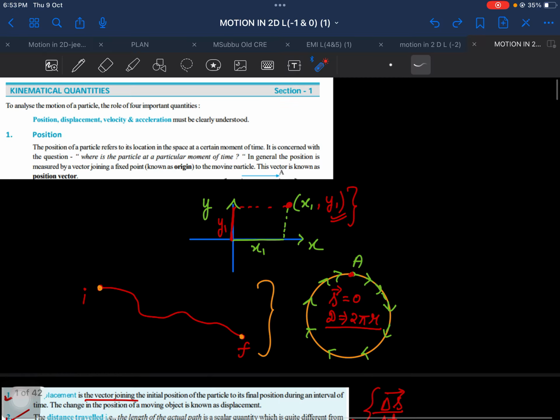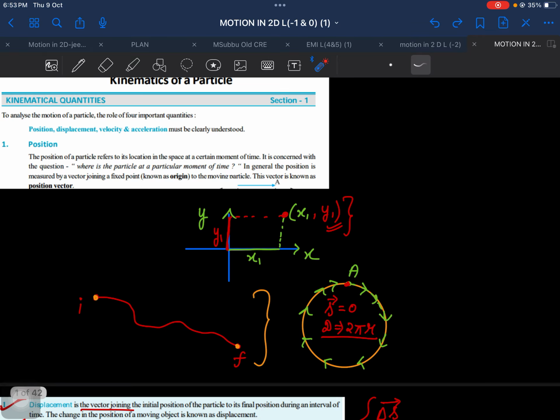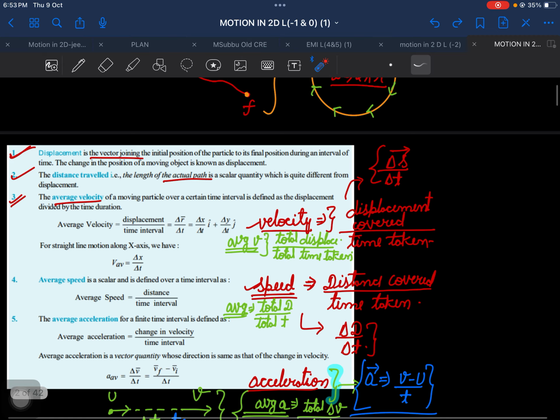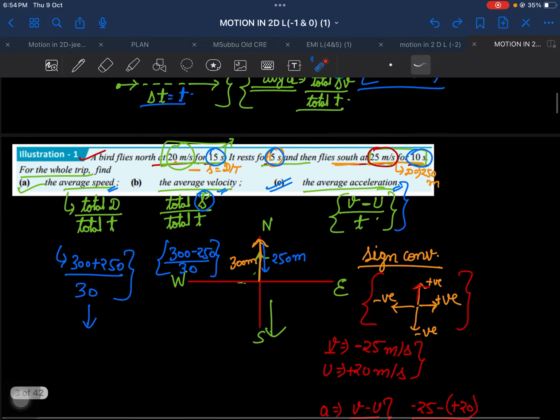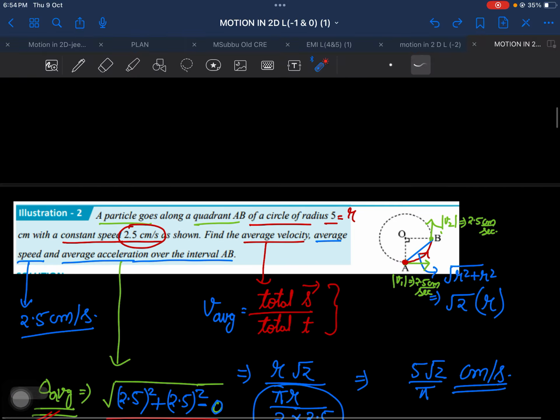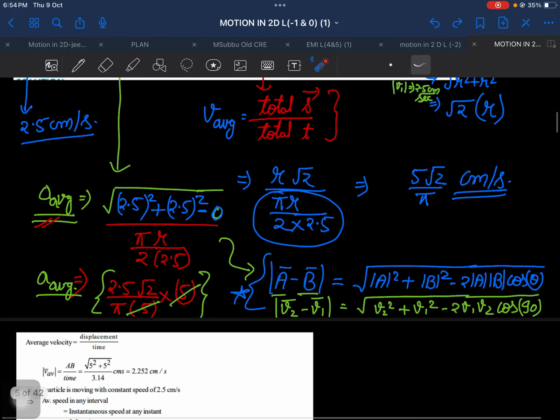ठीक है, तो बेटा अभी तक हम लोग ने काफ़ी सारे कॉन्सेप्ट देख लिए. Till now we have seen lots of concepts based on position. Okay, and we have seen the concept of displacement and distance. We have seen what is velocity, average velocity, what is average speed, what is average acceleration. Then we have moved on towards a numerical, and then we have solved some more numerical based on the concept of average speed, average velocity, and average acceleration.